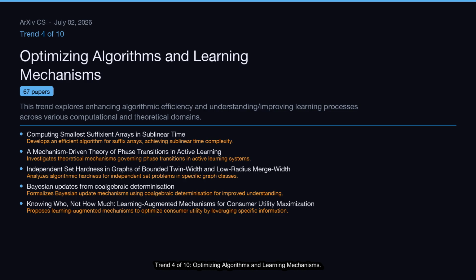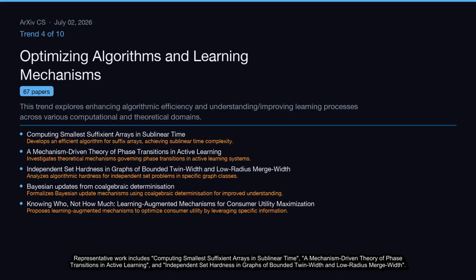Trend 4 of 10, optimizing algorithms and learning mechanisms. This trend explores enhancing algorithmic efficiency and understanding and improving learning processes across various computational and theoretical domains. This cluster covers 67 papers. Representative work includes computing smallest suffixation arrays in sublinear time, a mechanism-driven theory of phase transitions in active learning, and independent set hardness in graphs of bounded twin width and low radius merge width.